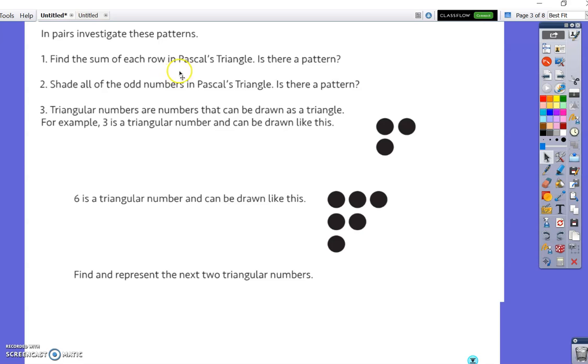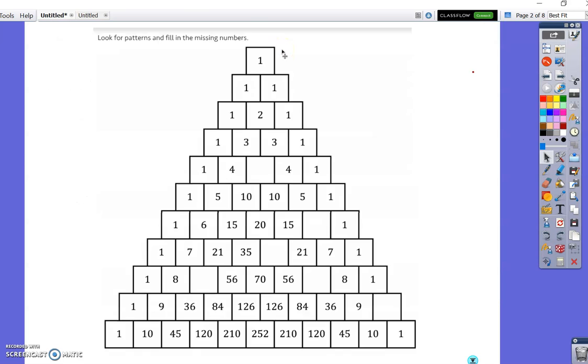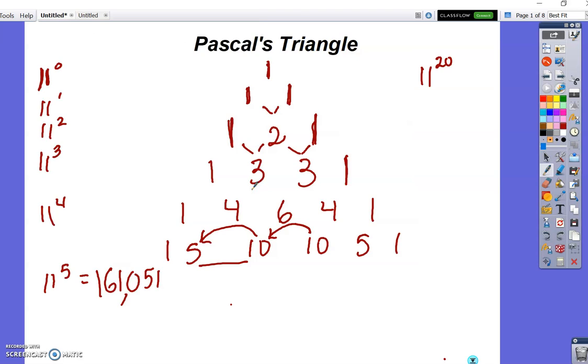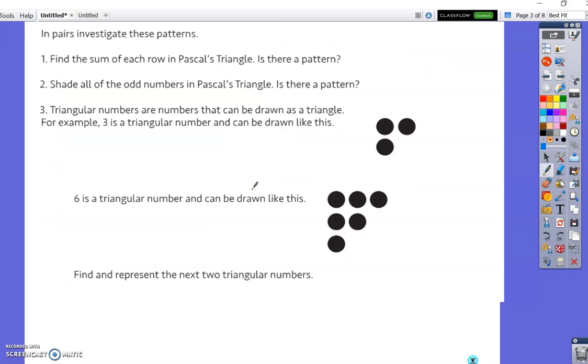Find the sum of each row in Pascal's triangle is their pattern. So that means we're going to add them up, so that's the sum of each row. So this is 1, this is 2, this is 4, this is 8. Remember, this number was 10, and so on. That's what it's asking you to do there, and to see if you see a pattern. So find the sum of each row and see if there's a pattern.